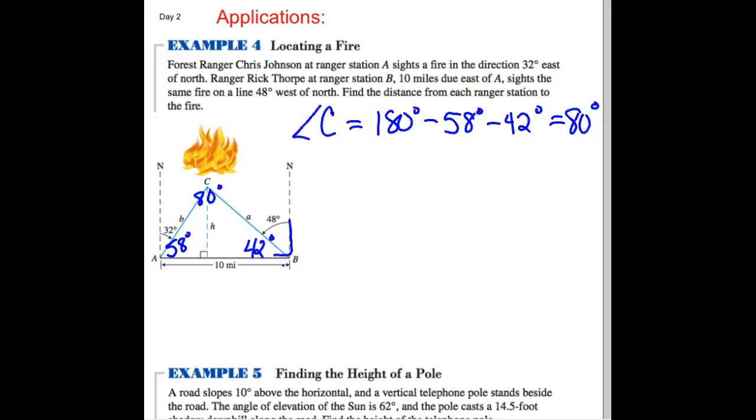All right, so they asked us to find the distance from each station to the fire. So let's go and start finding side A here. A is to the sine of 58 as 10 is to sine of 80. How would we set up if we were trying to find side B?